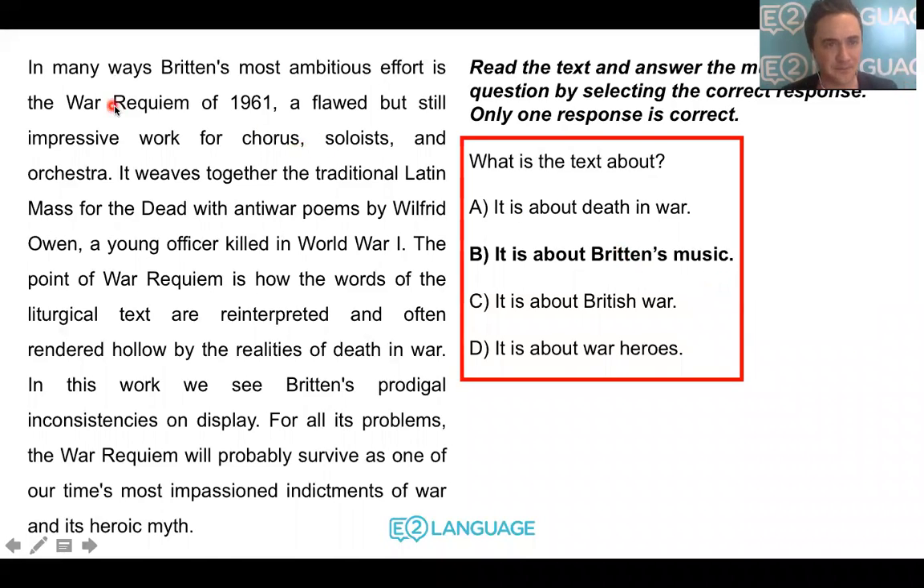In many ways, this is a person, not a country, because look at the spelling. It's kind of tricky. In many ways, Britain's most ambitious effort is the War Requiem of 1961. Well, what's that? Is that a book? Is it a song? You don't know. A flawed but still impressive work for chorus, soloists, and orchestra.